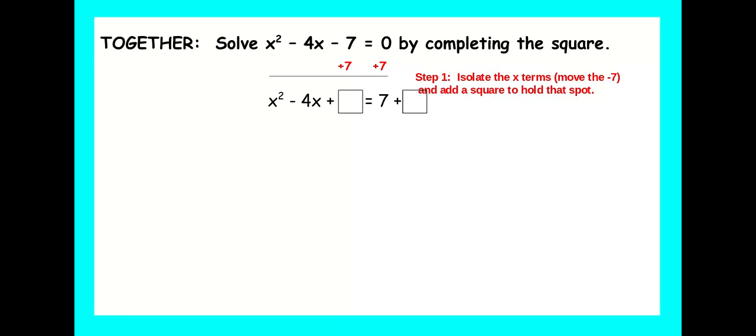Now we're going to add a square to both sides, and we're going to be adding because eventually we're going to be putting in numbers there, and they're always going to be positive. Okay, so pause the video, make sure you get that down. Now we're going on to step 2.